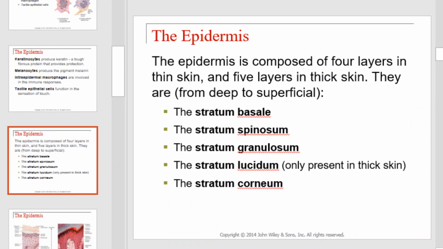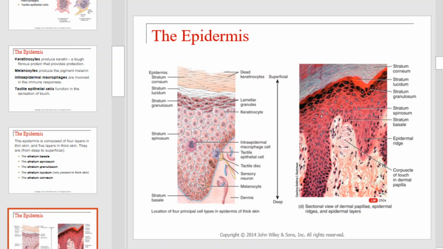The epidermis is composed of 4 layers in thin skin and 5 layers in thick skin. They are, from deep to superficial, the stratum basale, stratum spinosum, stratum granulosum, the stratum lucidum, the layer only present in thick skin, and the stratum corneum. Those layers can be seen in these illustrations. Take a moment to familiarize yourself with the appearance and proper placement of each layer.